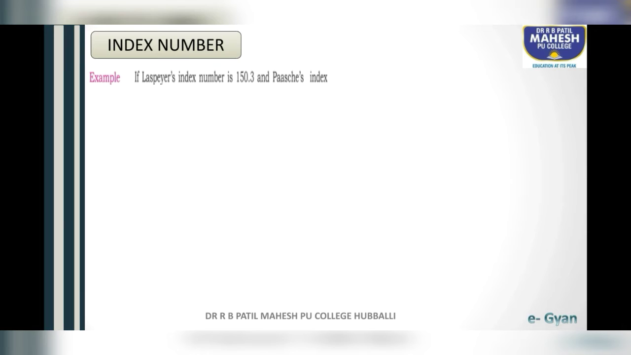The first one: if Laspeyres index number is 150.3 and Paasche index number is 144.6, find Drobisch-Bowley's and Fisher's index number. Okay students, here the values are already given, so you have to apply the direct formula. Which formula do you have to apply here? What is given? P01 of Laspeyres is already given, that is 150.3, and P01 of Paasche is already given, 144.6.